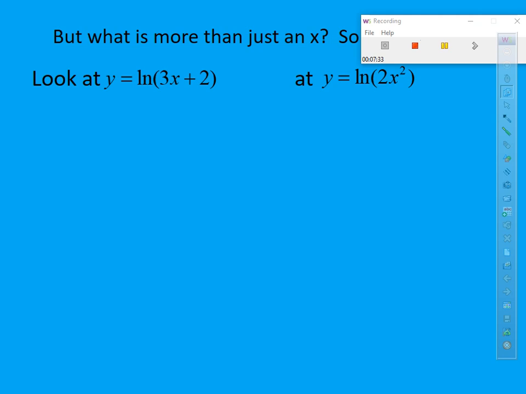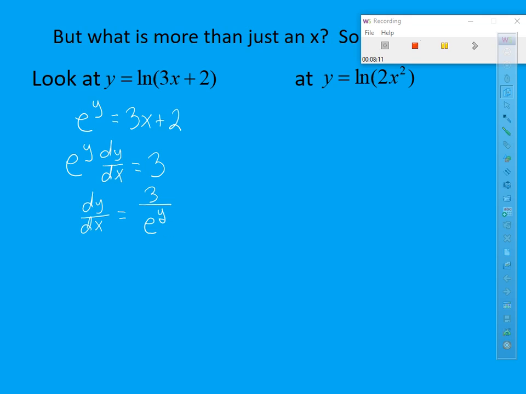We're going to look at y equal the natural log of 3x plus 2. Once again, let's write it as an exponential. So I'm going to have e to the y equal 3x plus 2. Let's take the derivative of each side. So I've got e to the y dy/dx equal the derivative of 3x plus 2, which is 3. Let's solve this for dy/dx. So I've got dy/dx is 3 over e to the y.